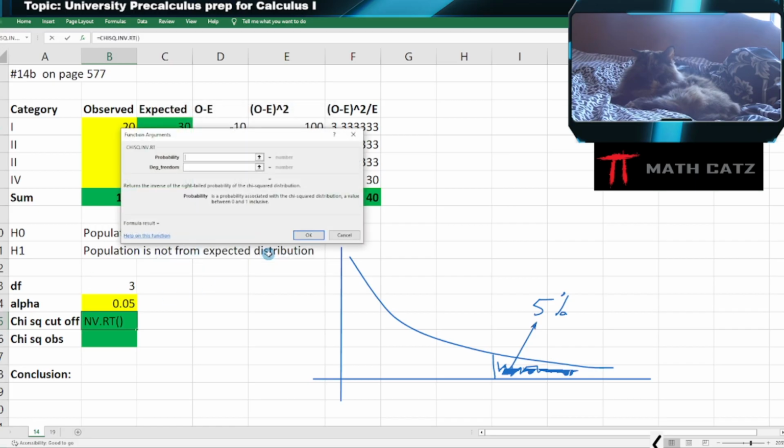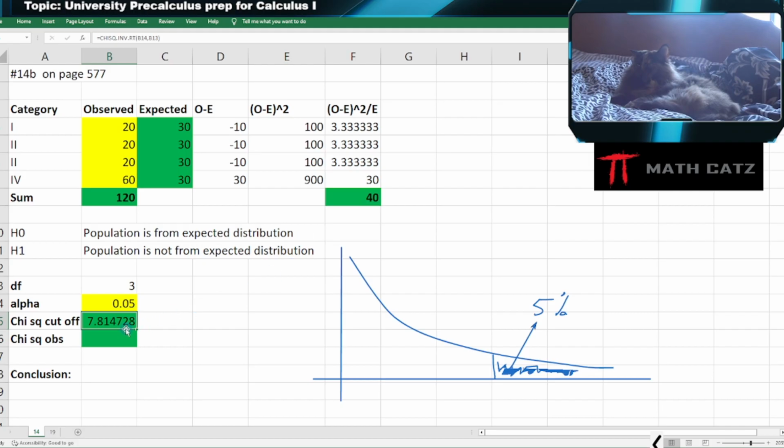I press OK, and then it asks me, okay, what is your probability on the right? Well, it's this alpha, so I click on that. What is my degrees of freedom? Well, it's this 3. So let's go. And I see that it's 7.814. That is my cutoff over here.